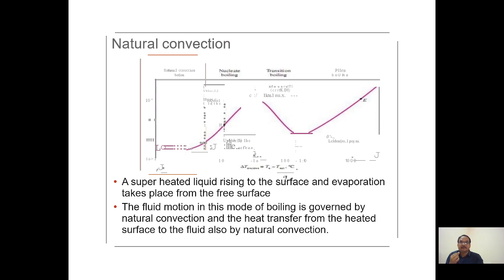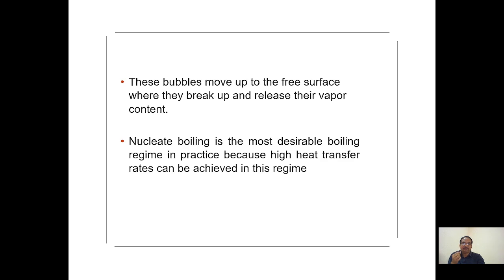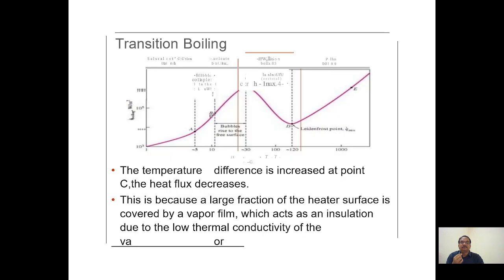In the natural convection process, the fluid motion from 1 to A in this mode of boiling is governed by natural convection, and the heat transfer from the heated surface to the fluid is also by natural convection. The bubbles move up to the free surface where they break up and release their vapor content. Nucleate boiling is the most desirable boiling regime in practice because high heat transfer rates can be achieved in this regime.